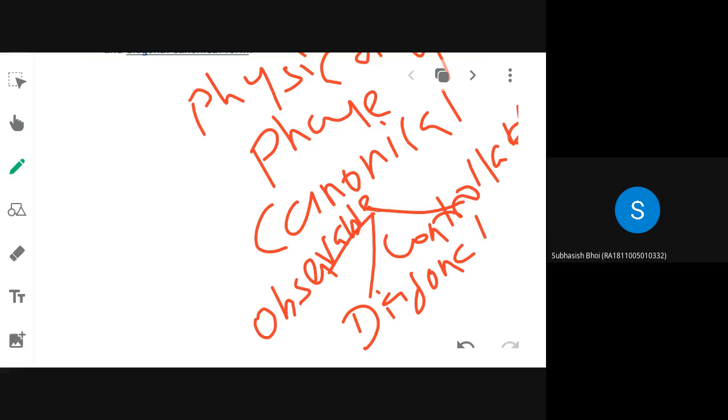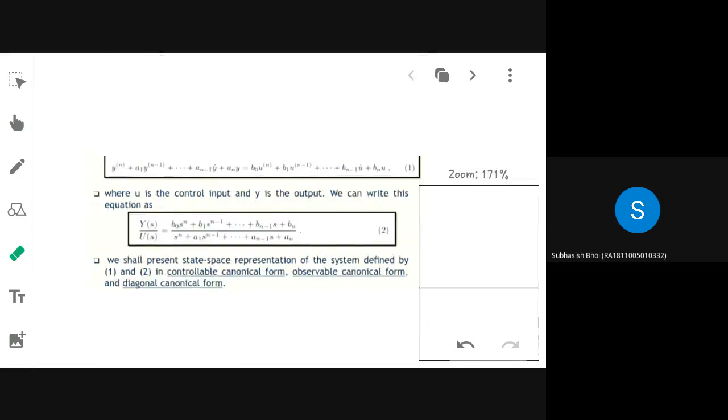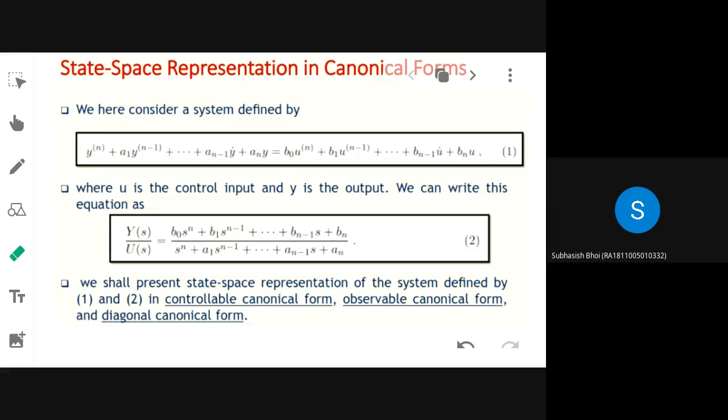So today's class we are going to learn how to obtain a state space model using canonical variables, that is observable canonical, diagonal canonical and controllable canonical. Again I am telling you, only the formula will differ a little bit. Other things are always the same.